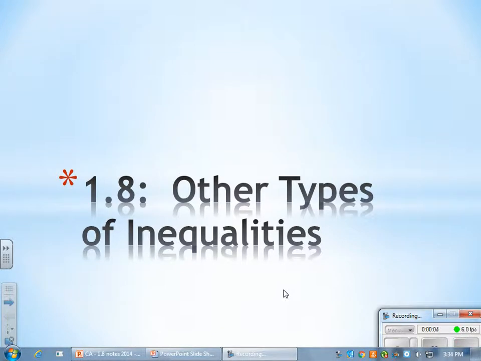So our lesson for today is on other types of inequalities. This is section 8 for chapter 1. It is the last section of our chapter, so if you guys would open up your books to page 140, we'll get this one started.